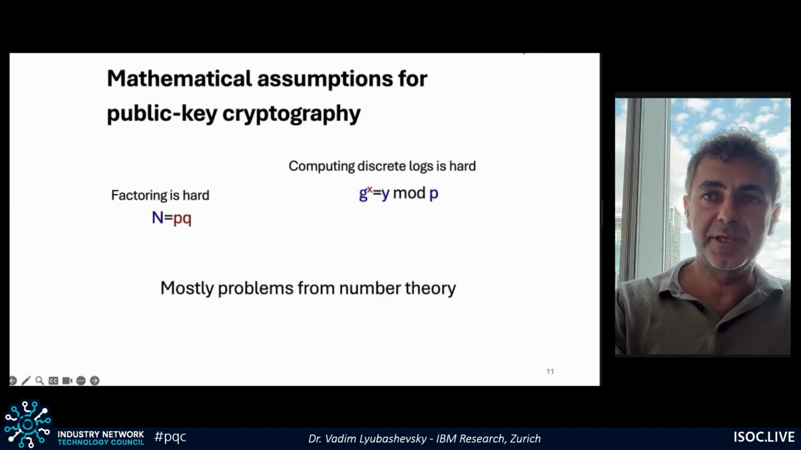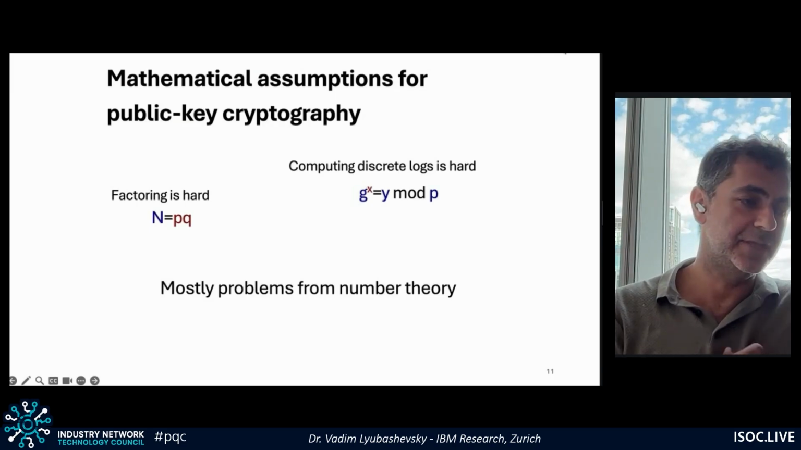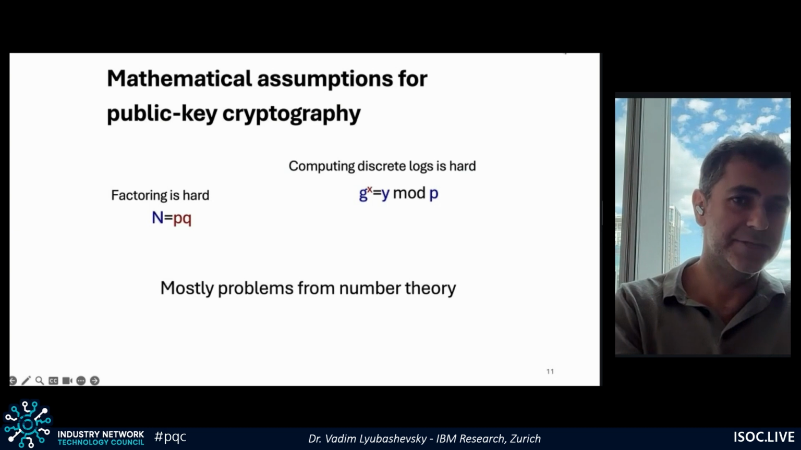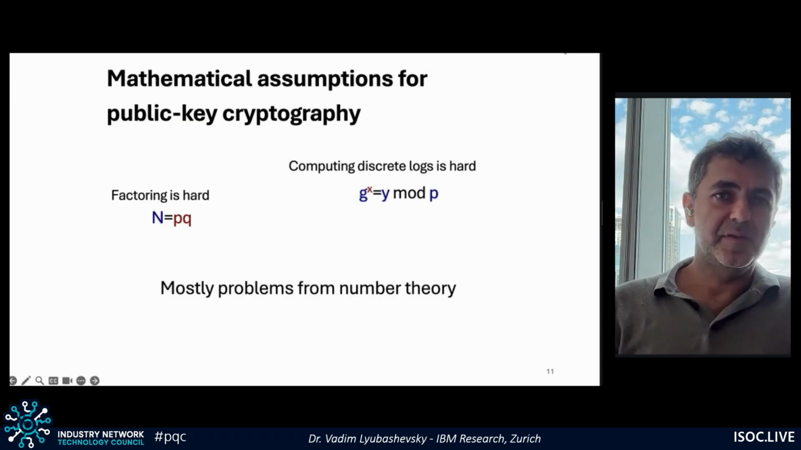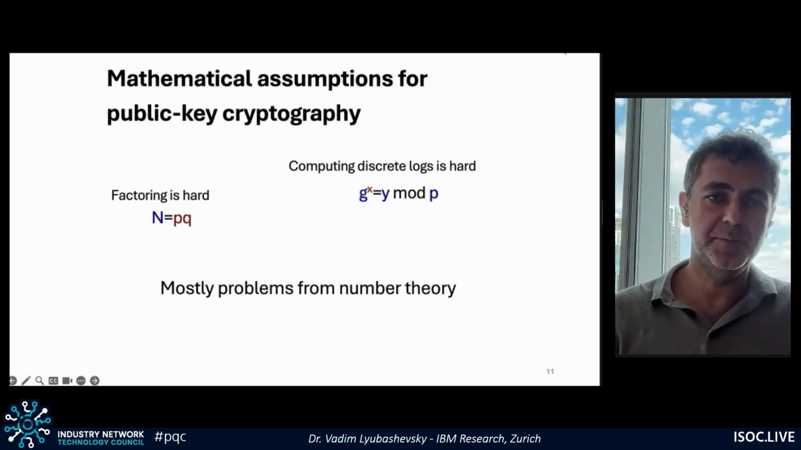This is because public key cryptography needs mathematical assumptions. Between the secret key and public key, there has to be some algebraic relationship for public key cryptography to work. So the assumptions that have been used, for example, factoring is hard. If I give you two primes P and Q, you can multiply them easily enough, but to figure out what P and Q are from their product is a hard problem.